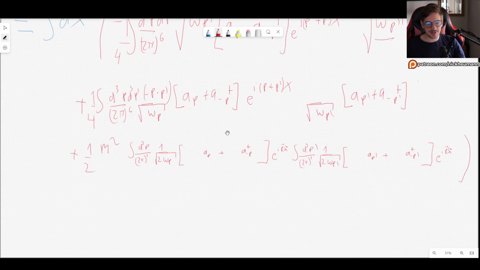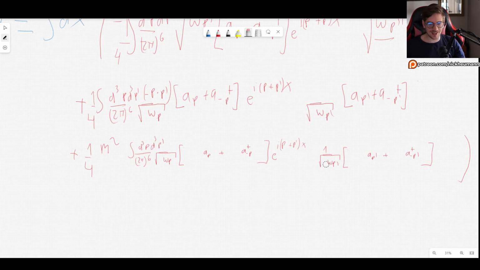And finally, down here, we can do something similar. So we can put d3p, d3p prime. The 2's will again cancel out, giving us 1/4. So that and that gives us 1/4. Then we have 2 pi to the 6th again, and combine the exponents. So e to the I p plus p prime x.